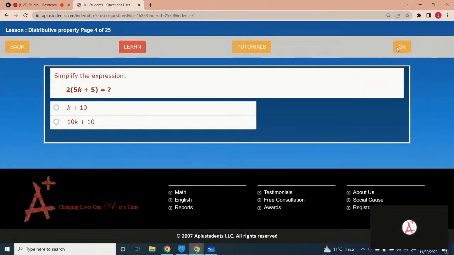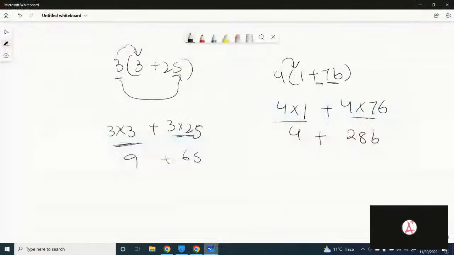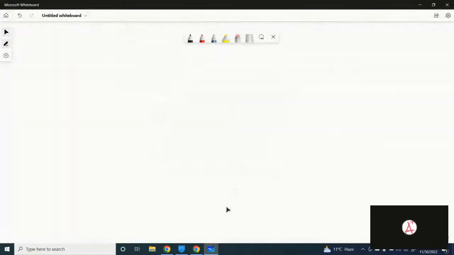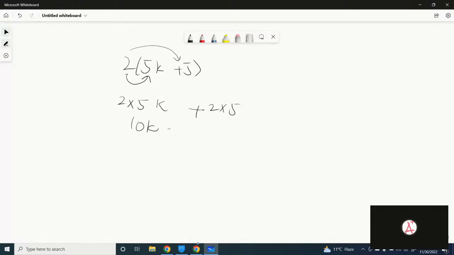Okay, for the next one, you have to do 2 times 5k plus 5. So which of the options is the correct one? You have to do 2 times 5k and plus 2 times 5. So 2 times 5k is 10k and plus 2 times 5 is 10. So it would be 10k plus 10. Got it?